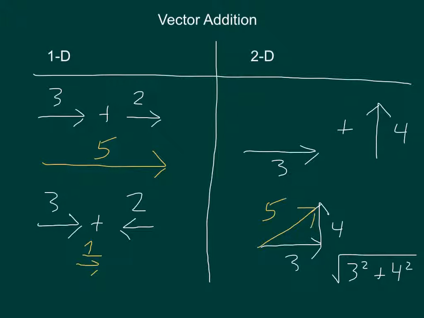And I could then figure out, well, what is the magnitude, what's the size of that resultant, in this case by using the Pythagorean theorem. So I would take my two legs and square them, add them together, and then take the square root, and that's how I figured out that the magnitude of the resultant for these two particular vectors being added in two dimensions is 5.